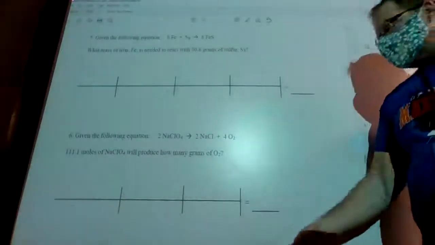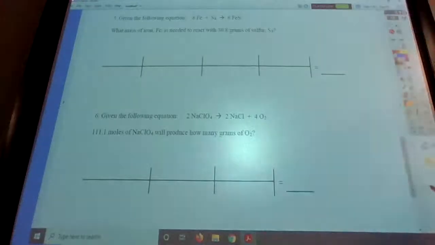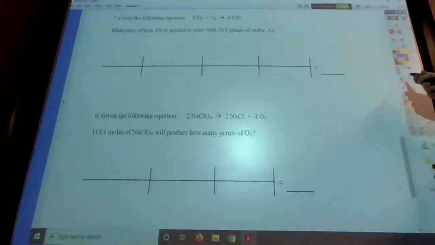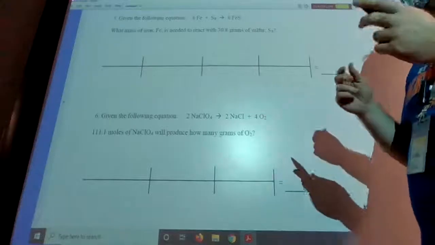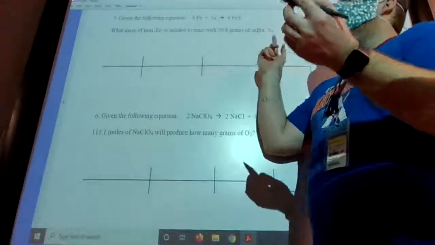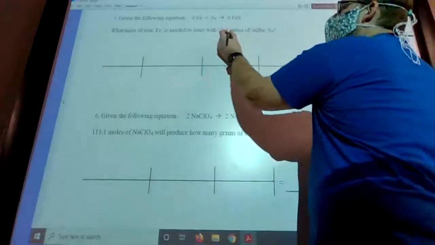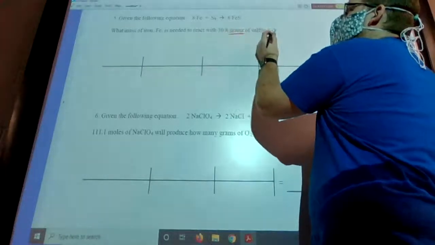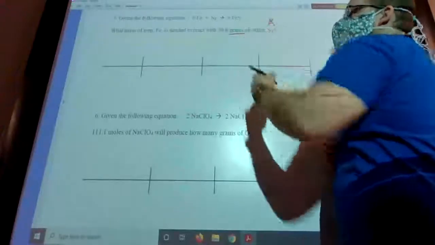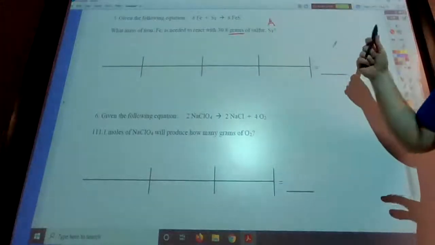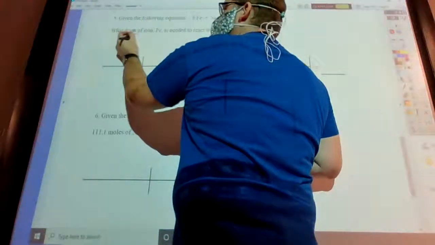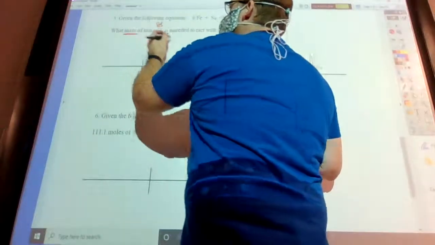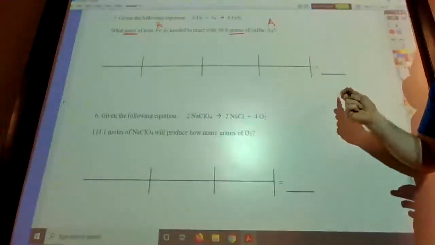Okay, now number 5 and 6. Let's go ahead and do those and see what we got. I'm going to ask y'all for this, because ideally y'all got to at least 5 and 6. Hopefully somebody got to 7. What's our starting number that they're giving me for number 5? 30.8, and the unit is grams. This is my chemical A, S8 sulfur. So what are they asking me for? Mass of iron, so Fe is my chemical B.